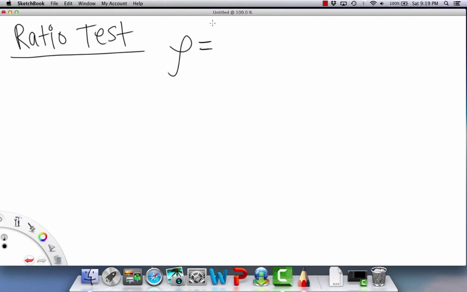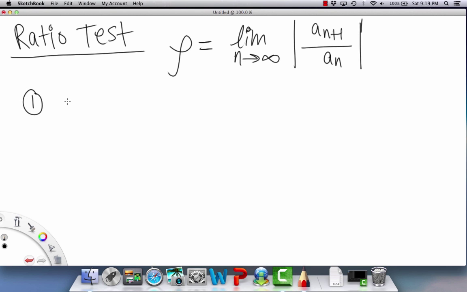It's a Greek letter, one of the many Greek letters that you'll encounter if you move up and take more advanced math courses. So Rho is equal to the limit as n goes to infinity of the absolute value of the a sub n plus 1 term over a sub n. So we're going to assume that this exists, and then there are three cases that could come out of it.